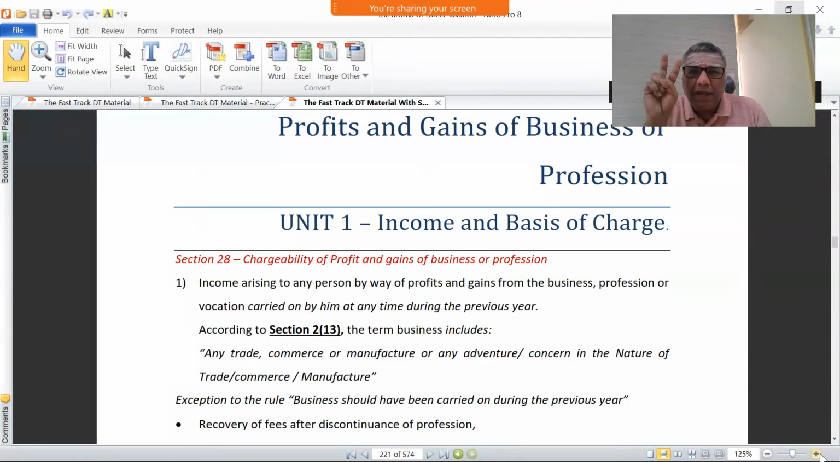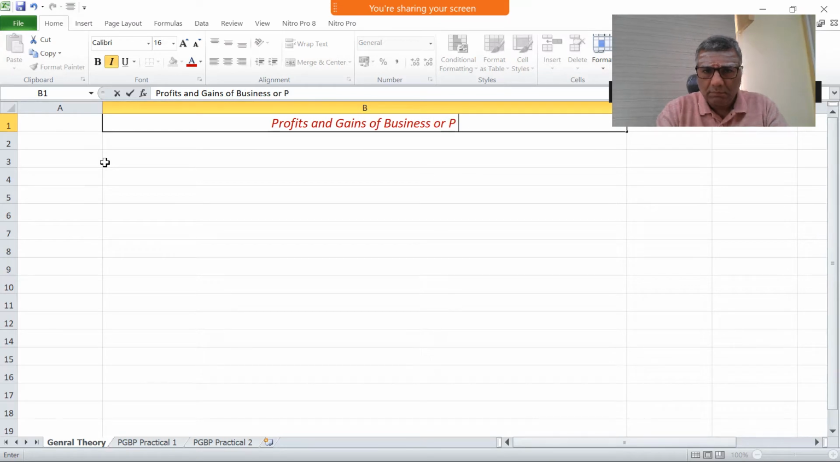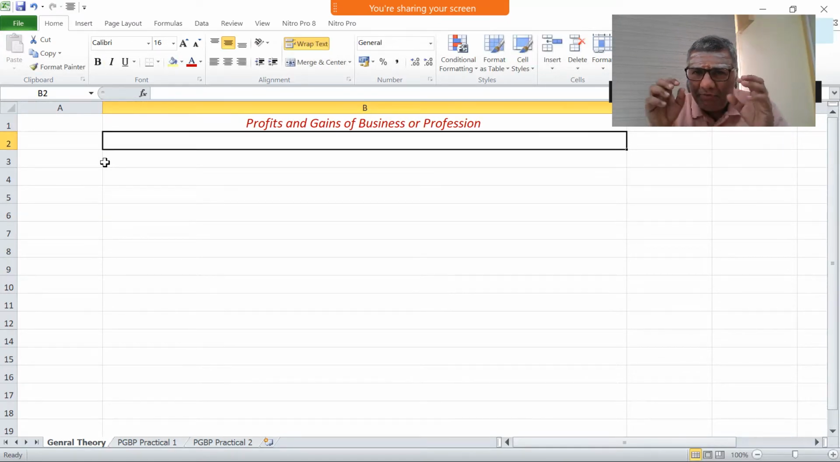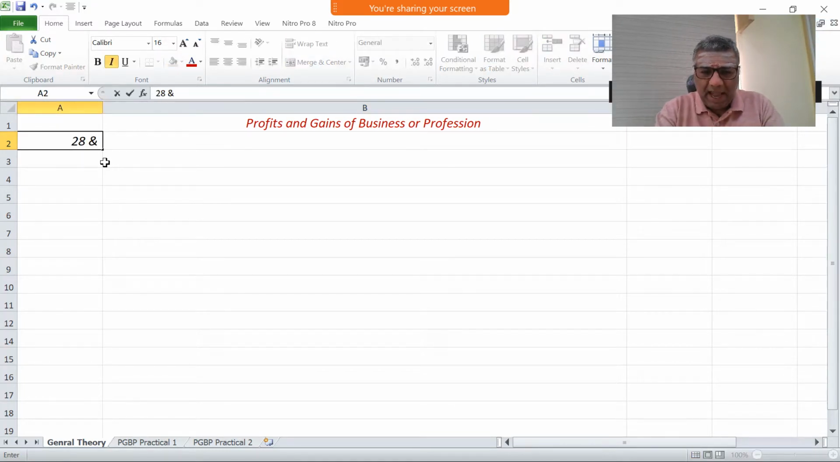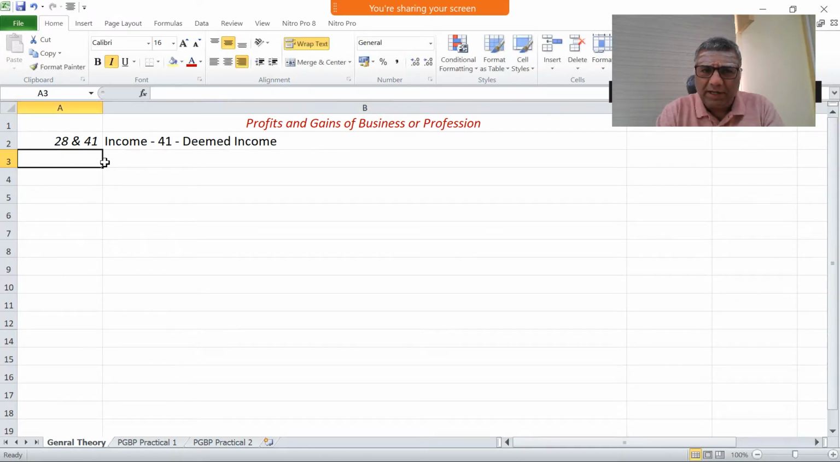two sections speak about income. Two sections in this entire gamut of the PGBP chapter speak about income. If I split it and see, 28 and 41 speak about income. These are the two sections which speak about what is income or what type of income is taxable under this chapter. 41 is speaking about deemed income only, deemed to be business income.